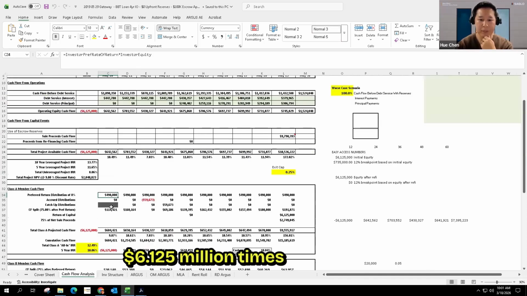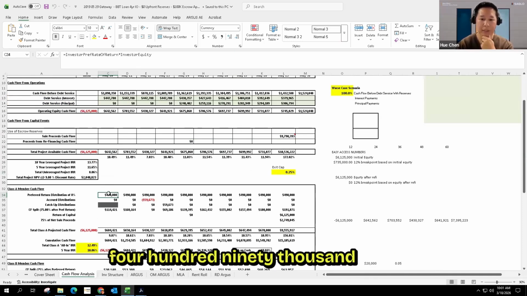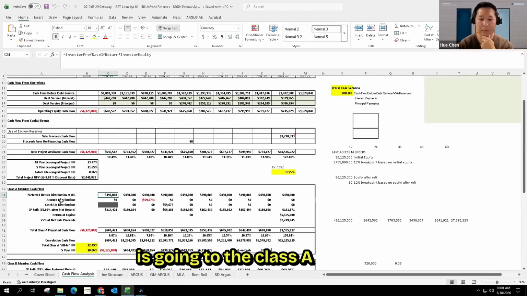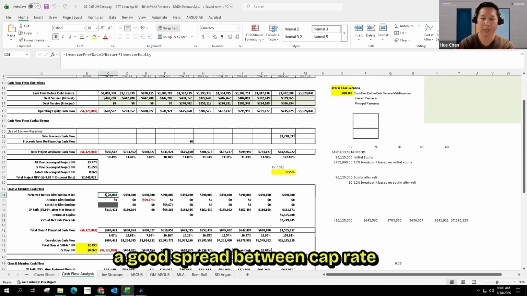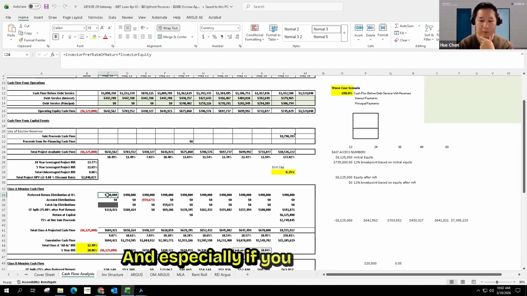$6.125 million times 8%, that's our preferred return hurdle, is $490,000, which means that the first $490,000 is going to the Class A member. And $642,000 is greater than $490,000, so I have enough to pay my preferred return right off the bat, which is usually the case if you're buying at a good spread between cap rate and interest rate, and especially if you have interest only.